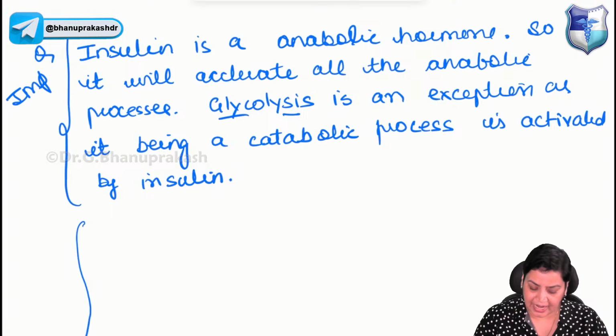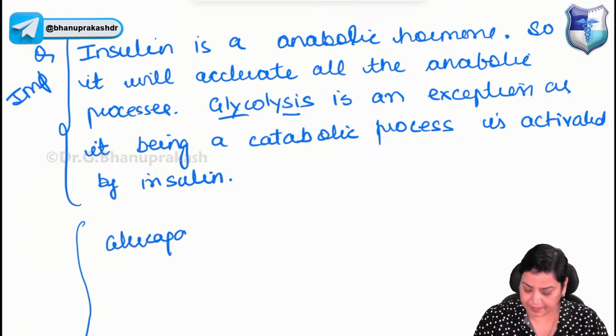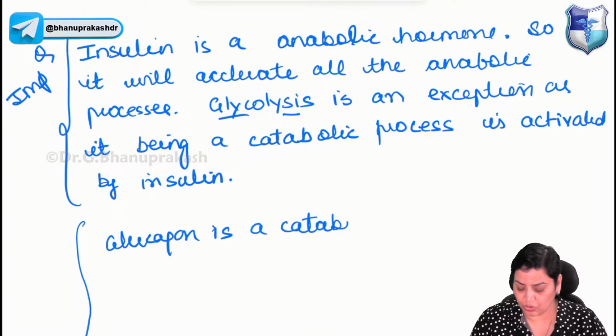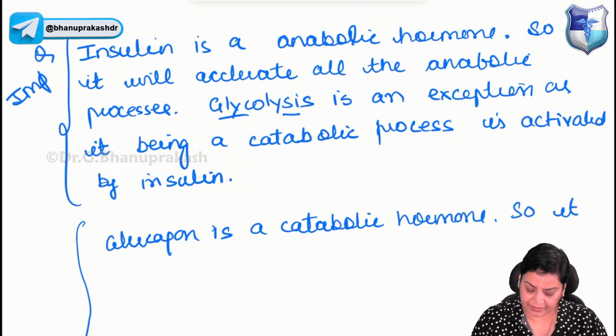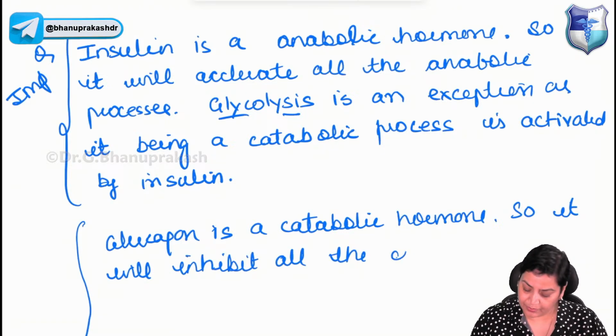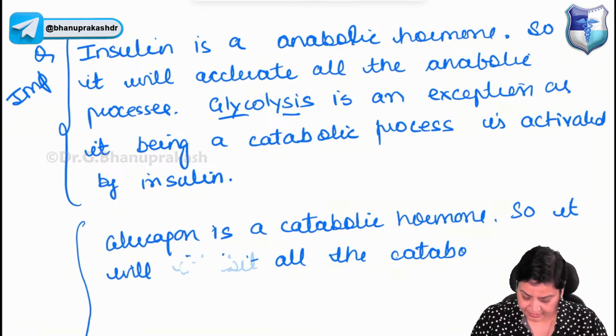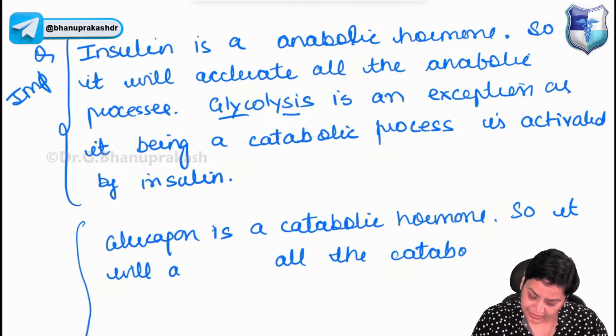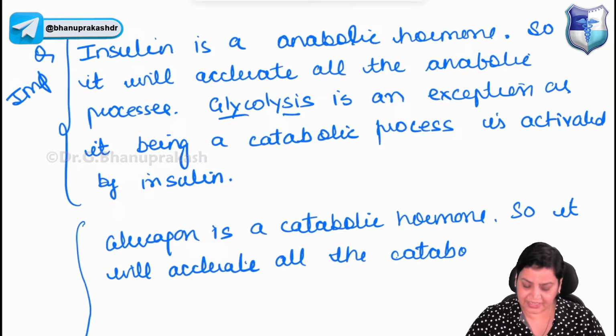On the other hand, glucagon. Just now I told you what kind of hormone glucagon is. It is a catabolic hormone. So glucagon is a catabolic hormone, so obviously it will accelerate all the catabolic processes. Sorry, I wrote inhibit. I am just correlating this, so I will write it here only. It will accelerate. Okay, this is just a comparison.